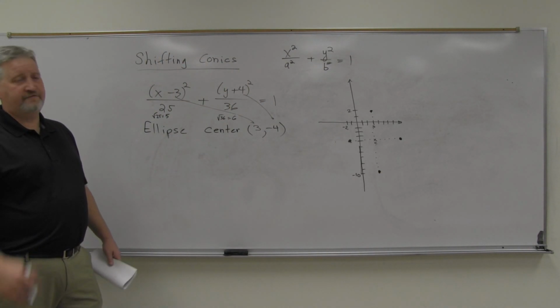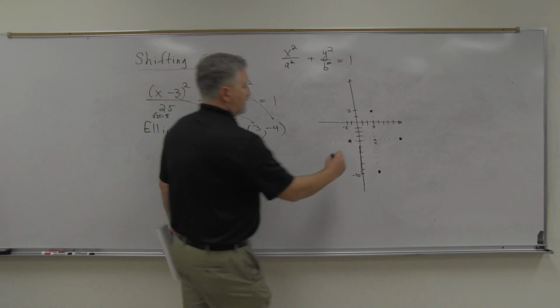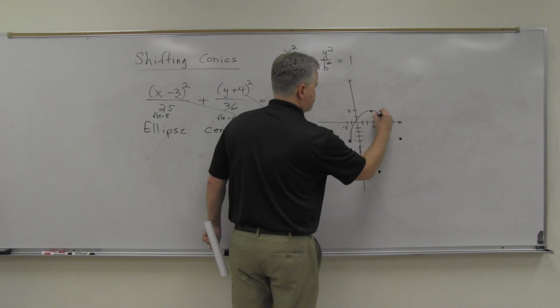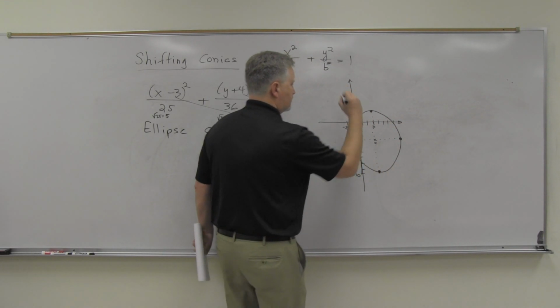So 6 units up and down from that center. All right, then connect them into an ellipse here. You got your graph.